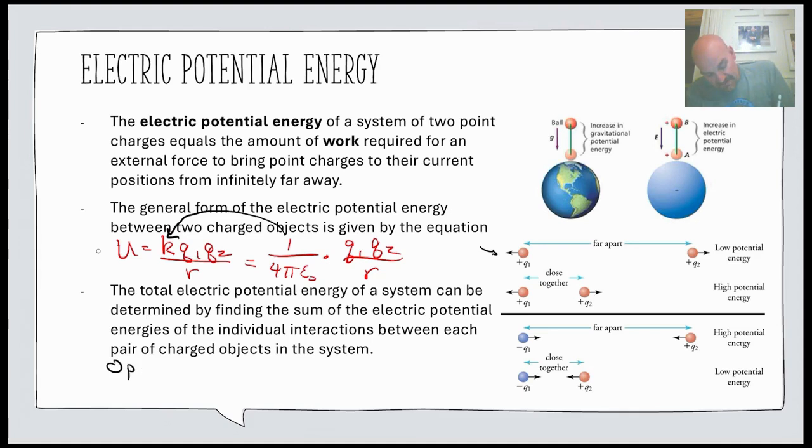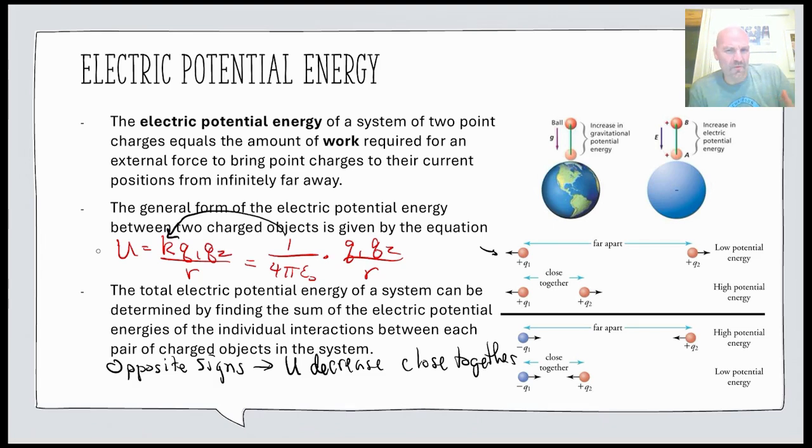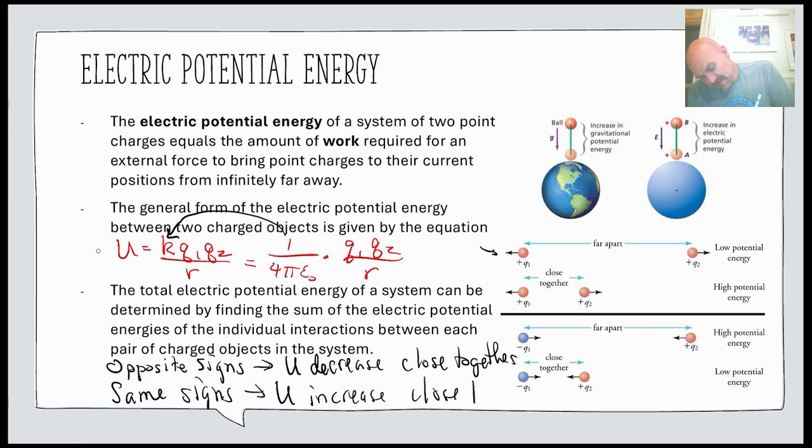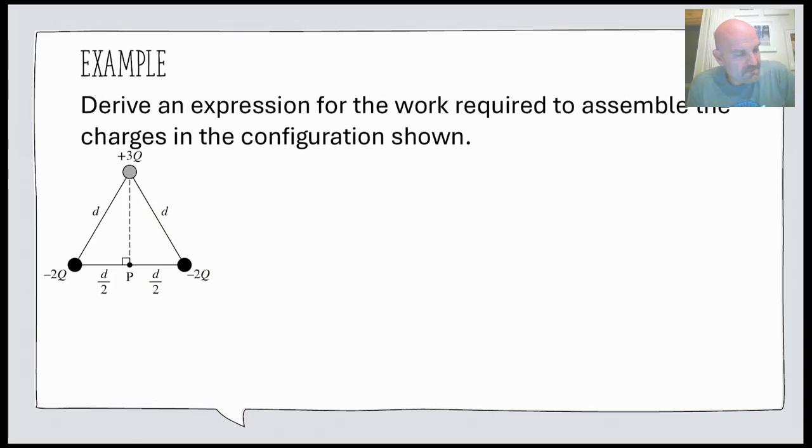Again, with opposite signs, U is going to decrease when you bring them close together, because that's what they want to do. They want to come together. With the same signs, U is going to increase when you bring them close together, because they don't want to come together. All right, let's take a look at a quick example. If you want to try this on your own, pause the video once I change over to that screen. Here we have a derive an expression question.